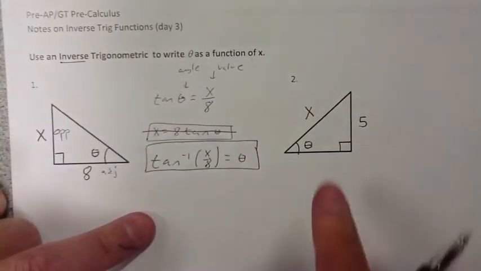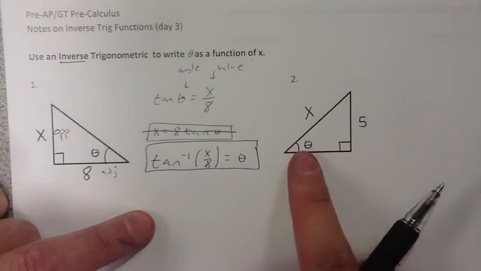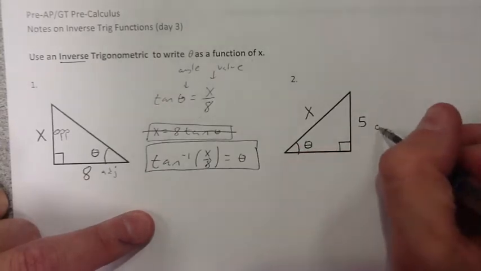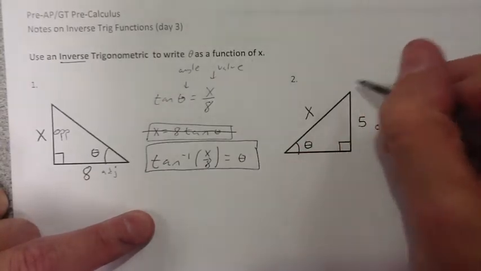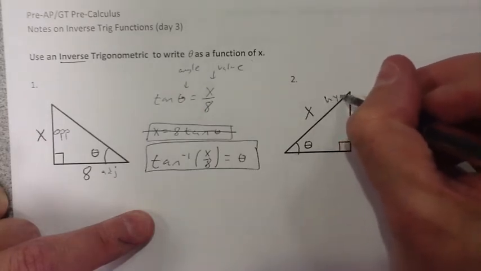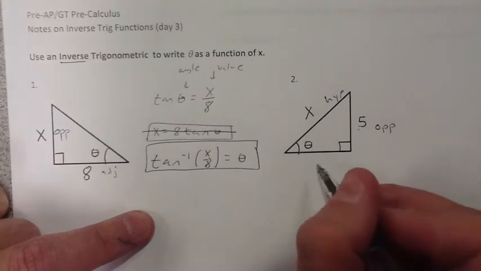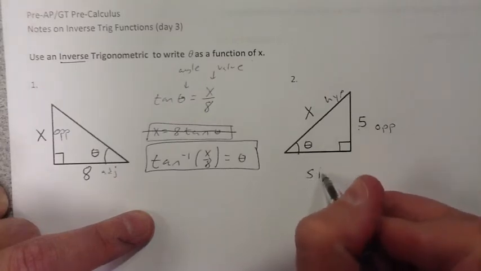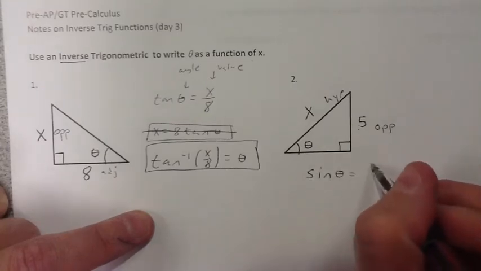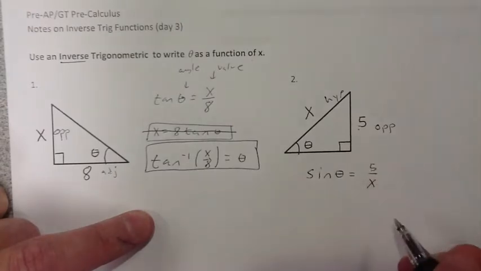Very easy to do. So if we take a look at example number 2, same idea. They gave me the opposite side, and the x is my hypotenuse. So which trig function has the opposite and the hypotenuse? Of course, it's going to be the sine. So the sine of our angle is the opposite over x.